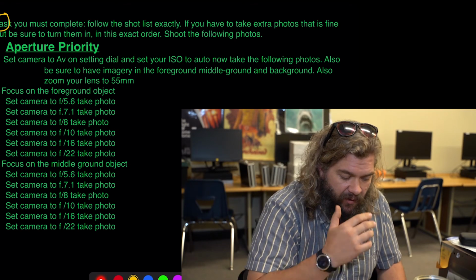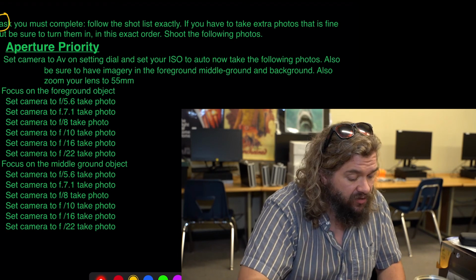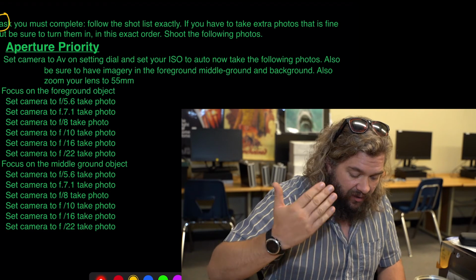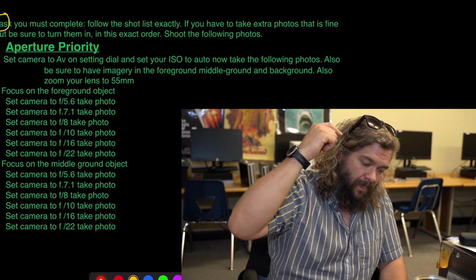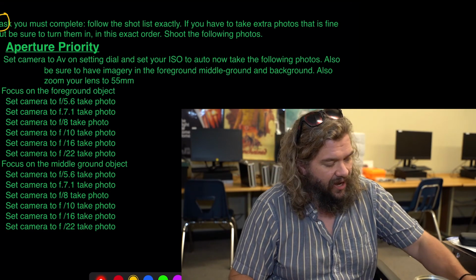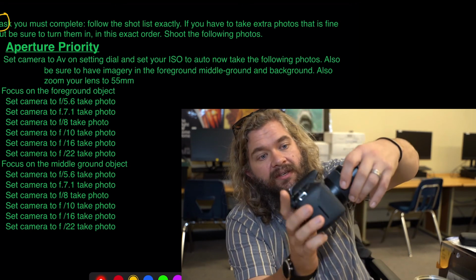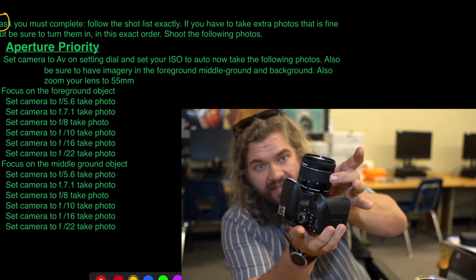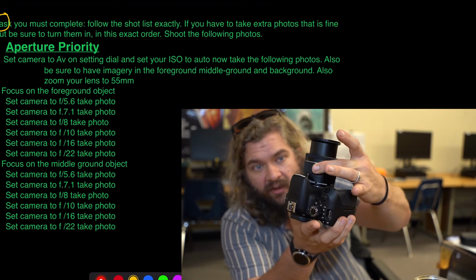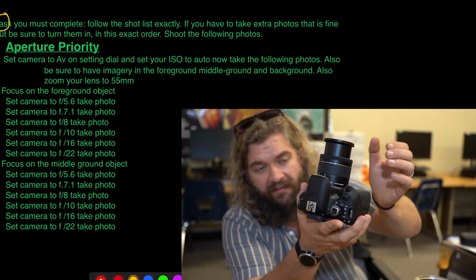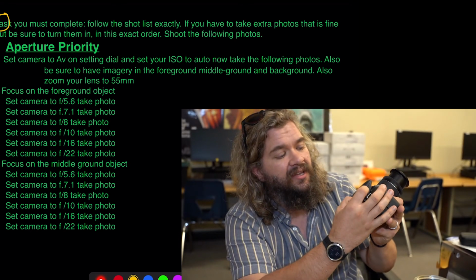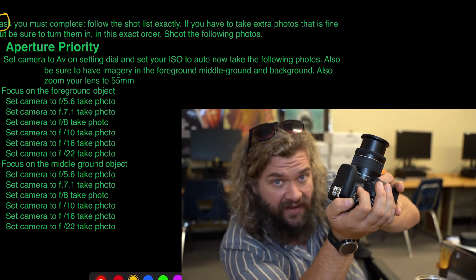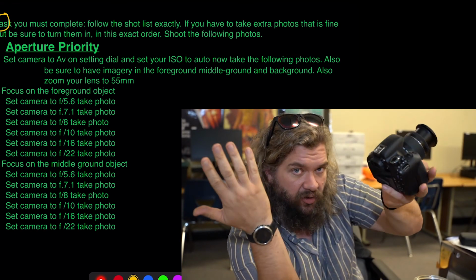Now take the following photos. Also, be sure to have imagery in the foreground, that's up here, and imagery in the middle ground, and imagery in the background. Also, take your lens, guys, and zoom it to 55, okay? Now, if you have a different kind of lens, find the number right here and twist it over so that the number and the white line are at 55. You're gonna set your camera dial right here to AV. I don't know if you can see it, but you heard me, AV.